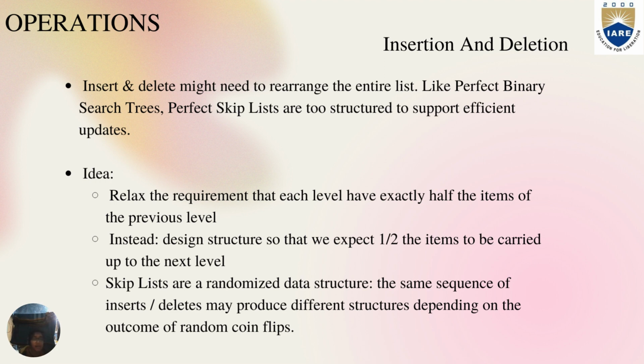Skip lists are a randomized data structure. The same sequence of inserts and deletes may produce different structures depending on the outcome of random coin flips. So, as we have discussed earlier, it is dependent upon its probabilistic nature.